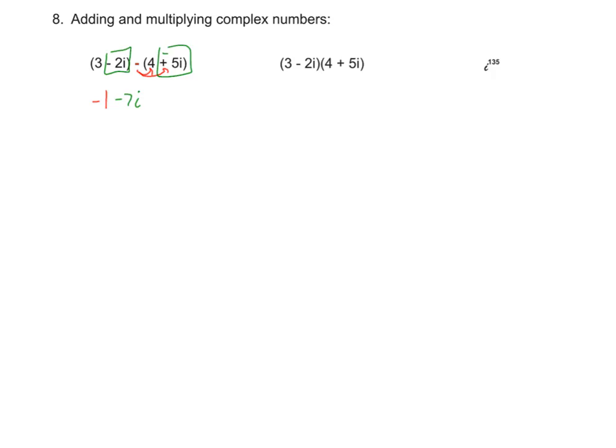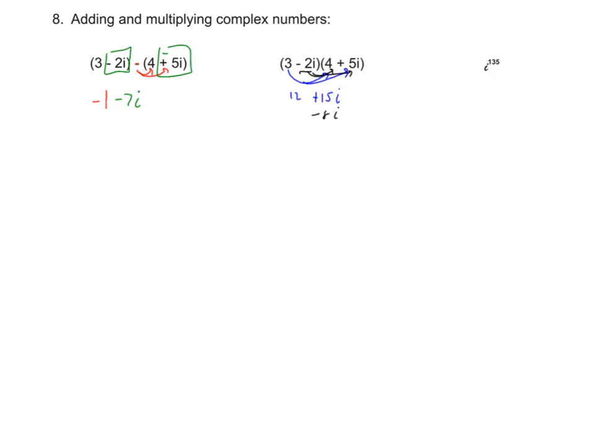What about multiplying two complex numbers? Well, we know how to multiply binomials, right? Distribute. 3 times 4 is 12. 3 times a positive 5i, positive 15i. You do the back in black. -2i times a 4, -8i.